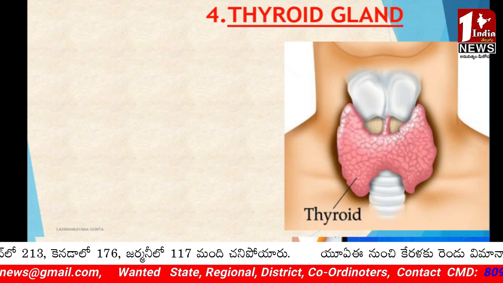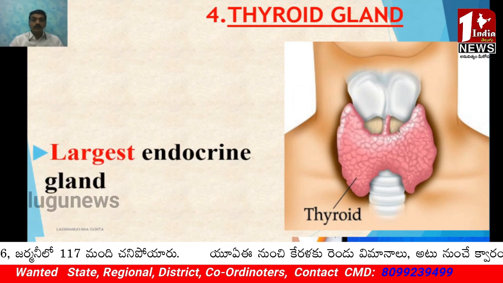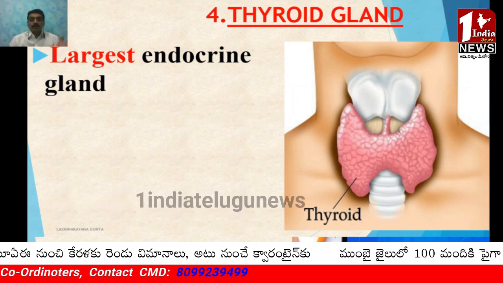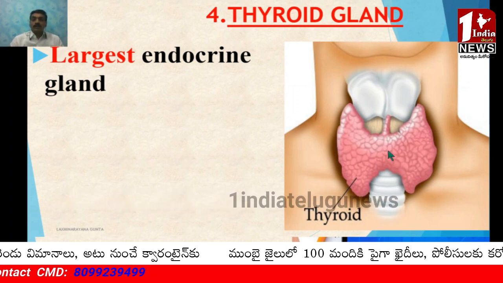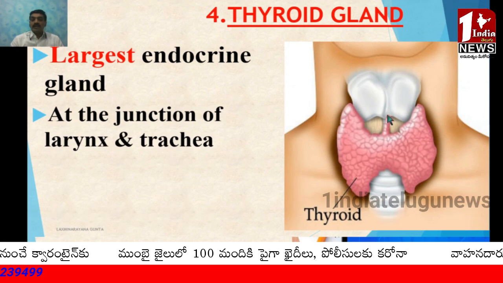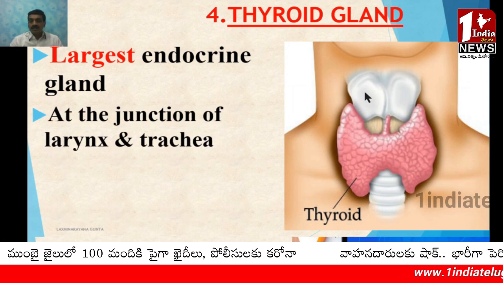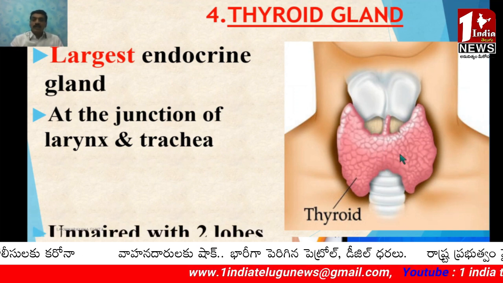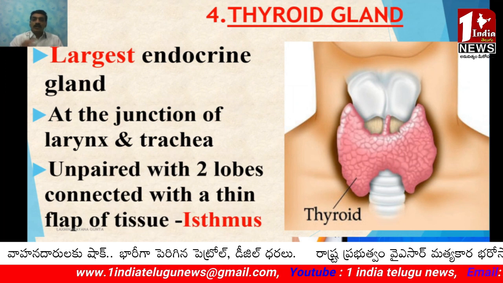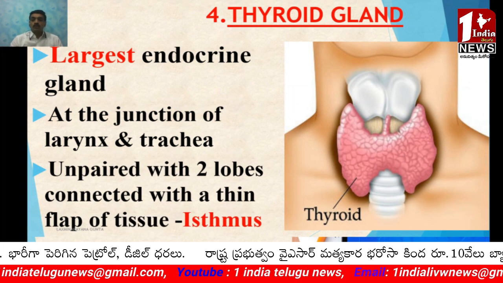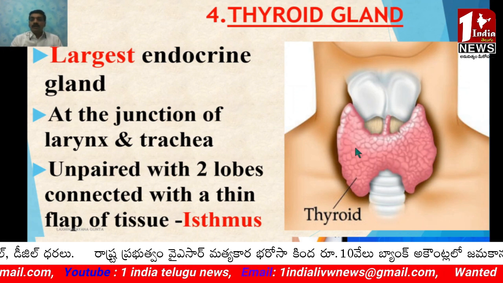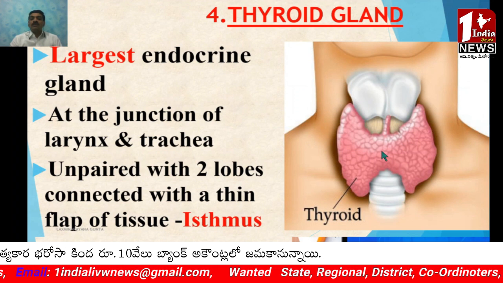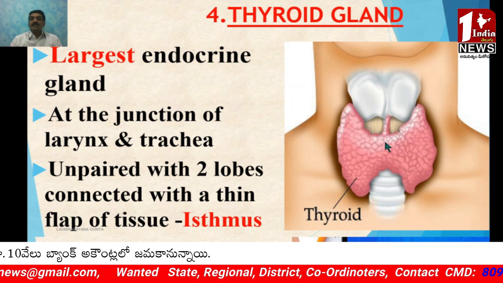Coming to the next important gland, the thyroid gland. It is the largest endocrine gland in our body. Here you can observe the thyroid gland, and it is located at the junction of the larynx and the trachea. This is the larynx and this one is the trachea. It is an unpaired gland with two lobes, the left lobe and the right lobe. These two lobes are connected with each other by a thin flap-like structure called the isthmus.